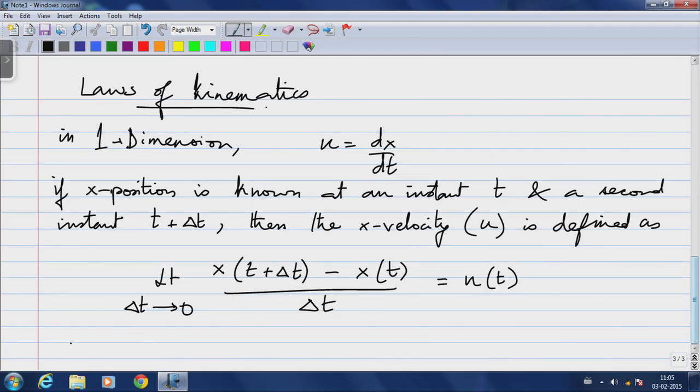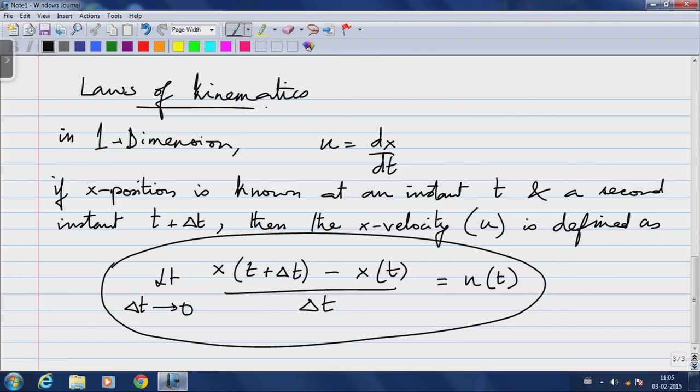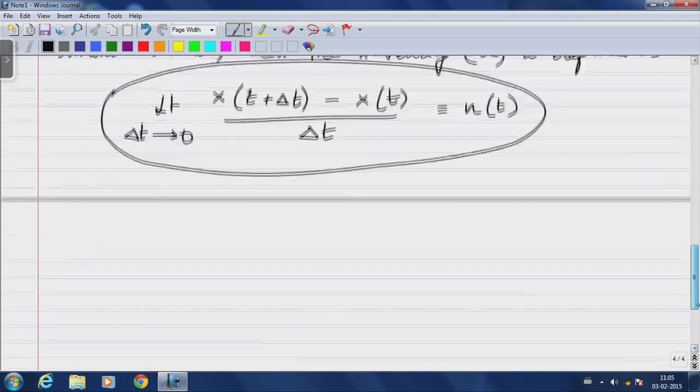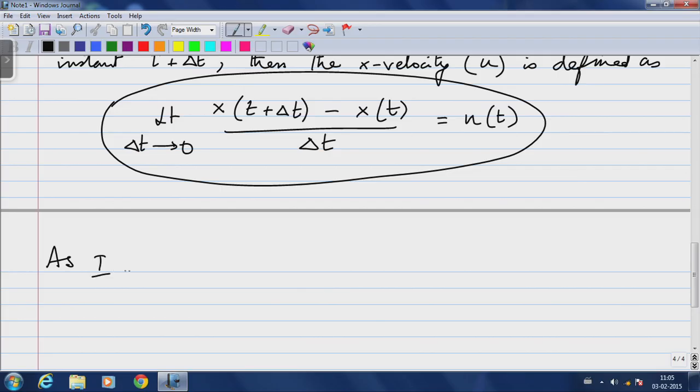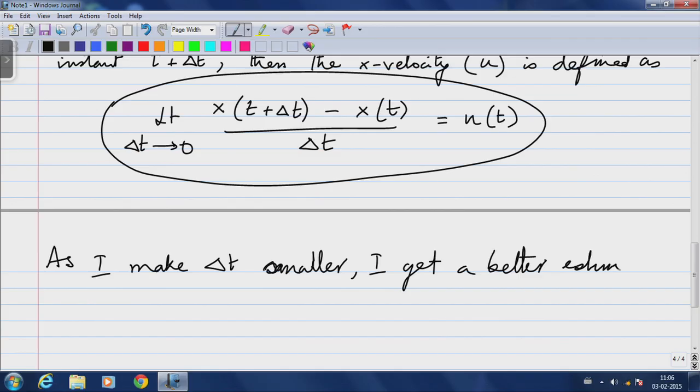So, think of it this way, a way to say this statement in English is: as I make delta t smaller, I get a better estimate of u at the instant t, at the time instant t.